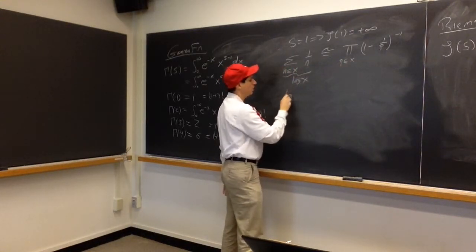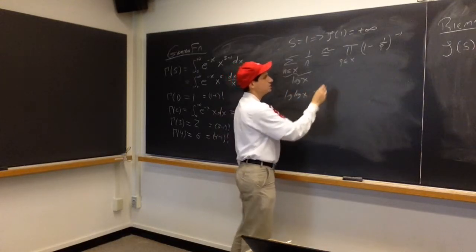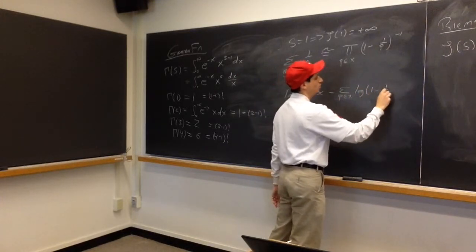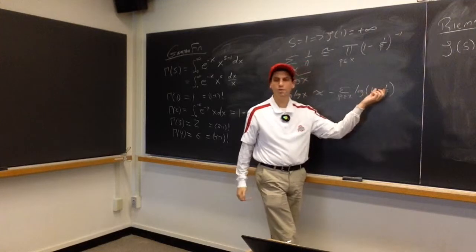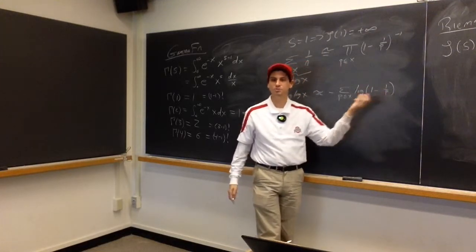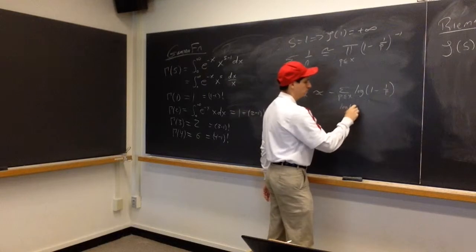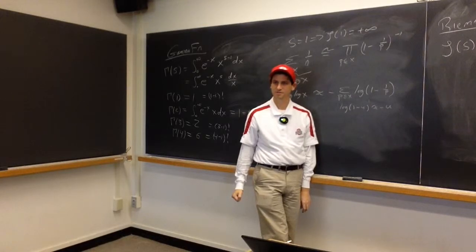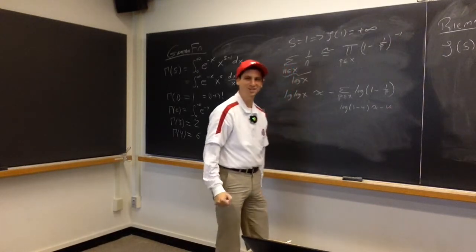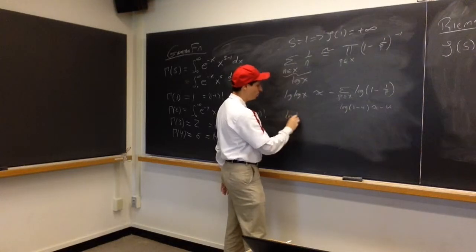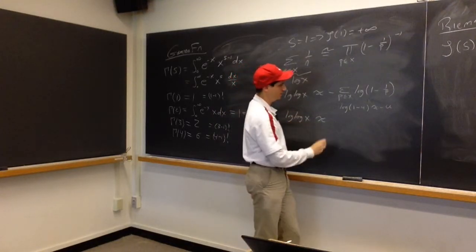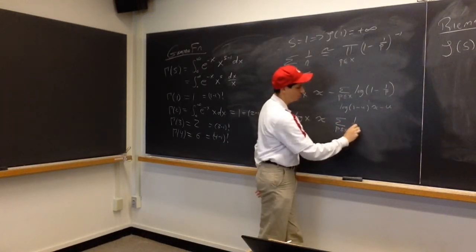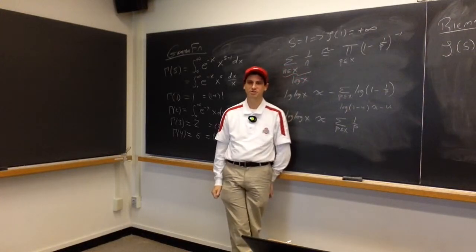So if we take logs, we get the log of x is approximately negative sum of p less than or equal to x of the log of 1 minus 1 over p. What's the log of 1 minus u? The log of 1 minus u is approximately minus u. Just the first term of the Taylor series. This feels like a physics class. Thank you. I do have a physics degree. And you get log x is approximately, the minuses cancel, the sum over p less than or equal to x of 1 over p. That formula is actually correct.